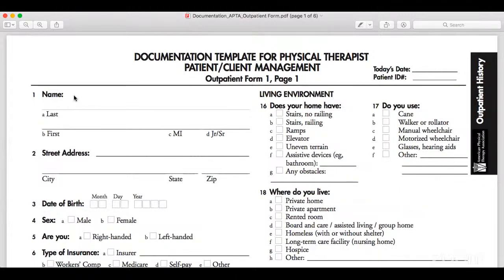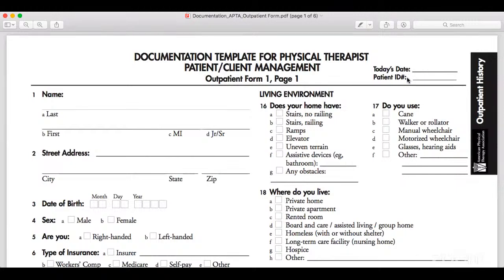As I've said earlier, it's only the name of the patient that you just keep for record purpose, or patient ID. You can see patient ID. I don't know if you can see this template that says documentation template for physical therapist, patient/client management.